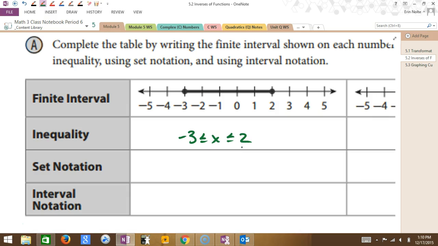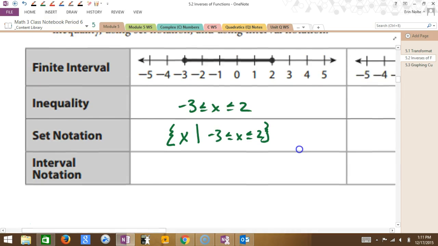Okay, so what would my set notation be? After the squiggly bracket, with the x such that -3 is less than or equal to x, which is less than or equal to 2. Squiggly bracket. Okay. And set notation is probably the one that is seen the least.